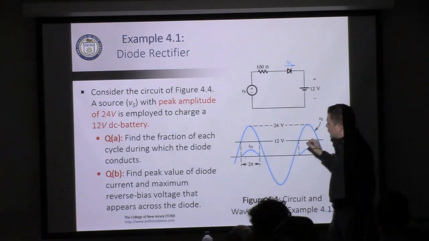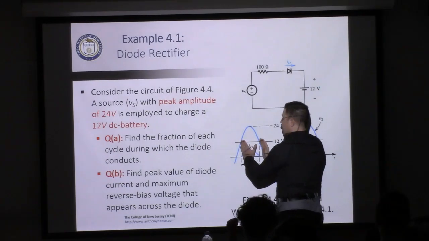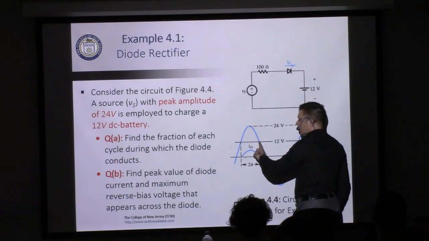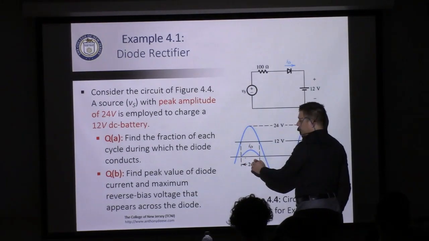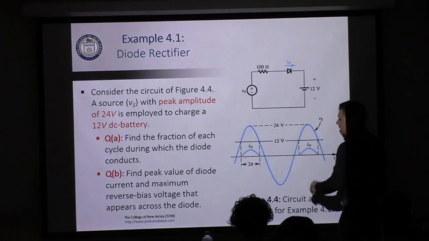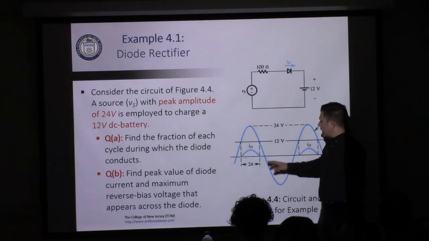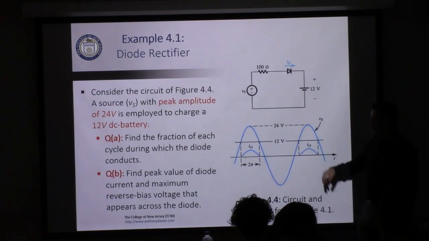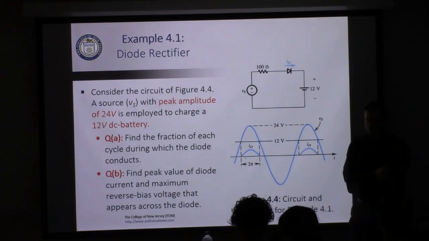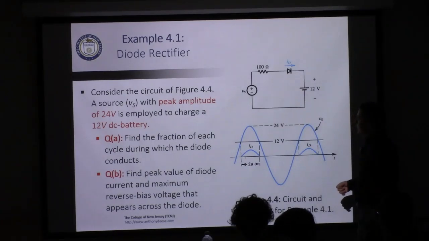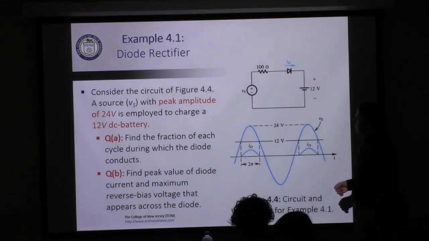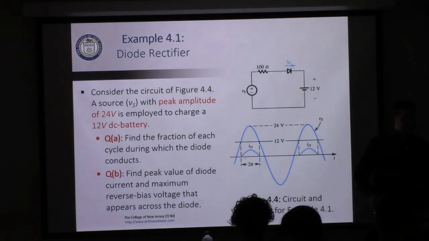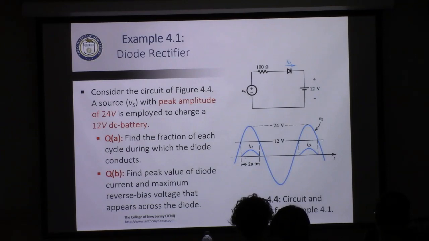So what we have determined so far is that we have a small window whenever Vs is greater than 12, and within that window, that's when current will flow. The other part of the cycle, we don't have any current flowing. So all the way from 12 going down to negative 24 till it gets back to 12. Now, so now we need to solve for the actual numerical answers.